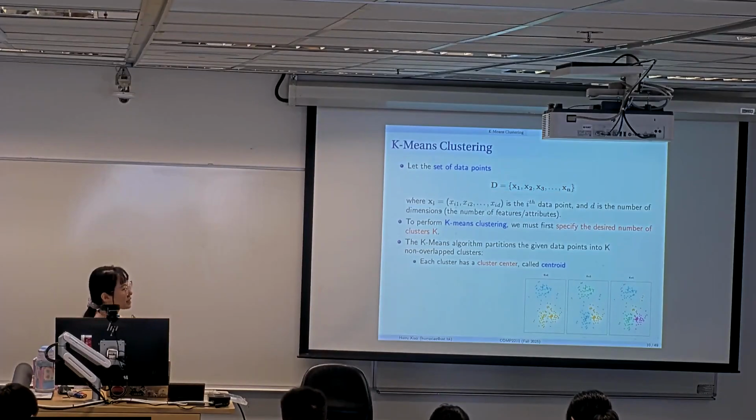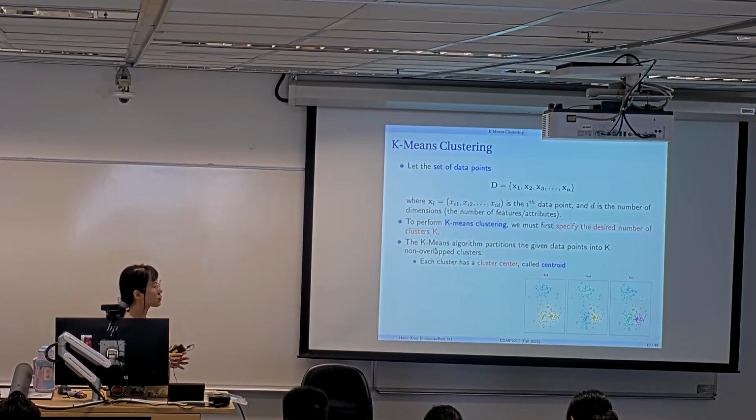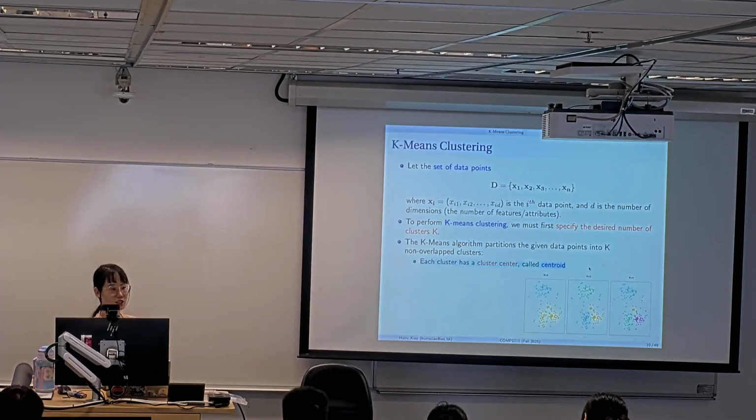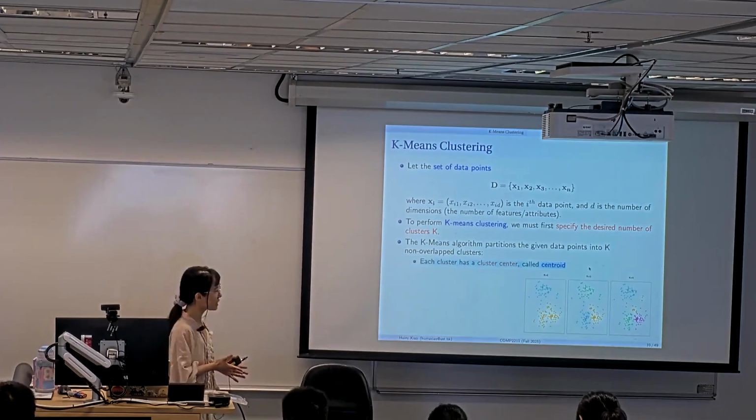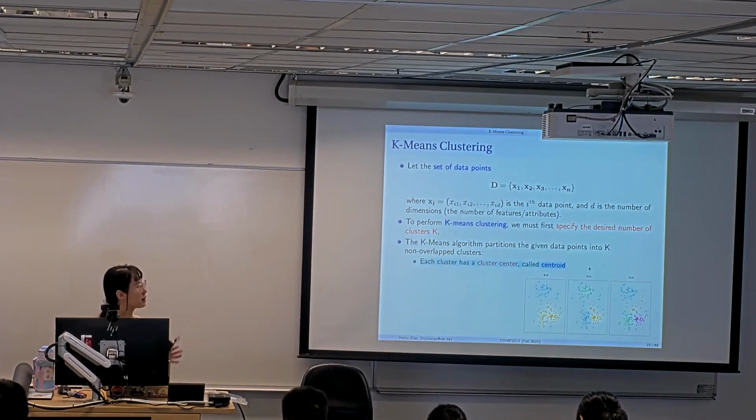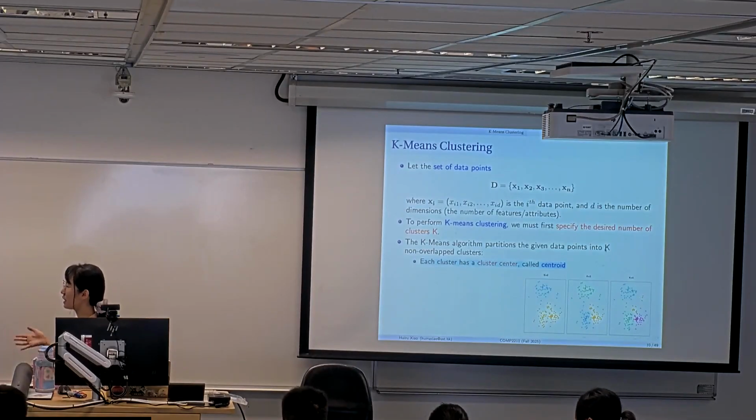And then to perform k-means clustering, we must first specify the desired number of clusters k. Again, we decide k. Tell the algorithm, tell the model what's the value of k. Then the k-means algorithm partitions the given data points into k non-overlapped clusters. A terminology here is called centroid. So each cluster has a cluster center. So in k-means clustering, we call this cluster center the centroid. So basically, saying we have k clusters is equivalent to saying we have k centroids, because each cluster has one centroid.